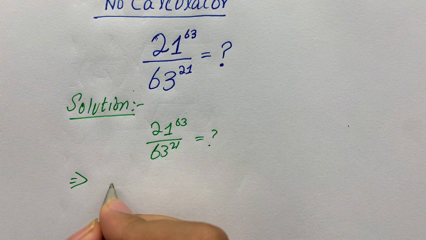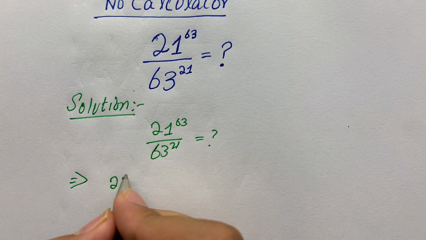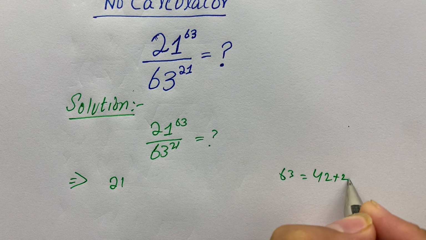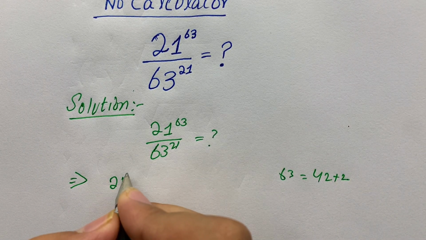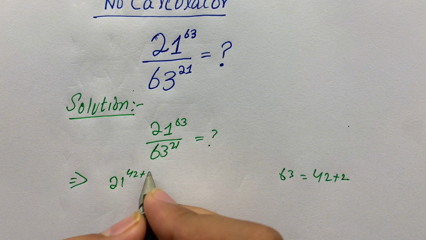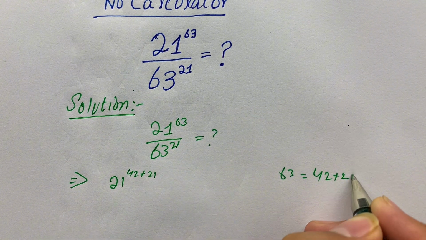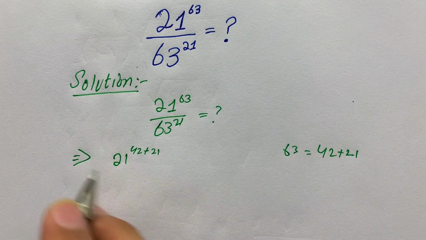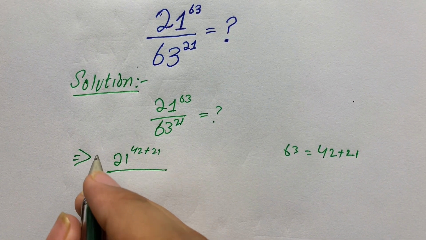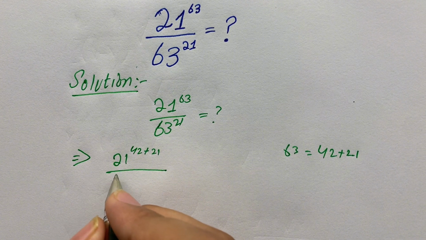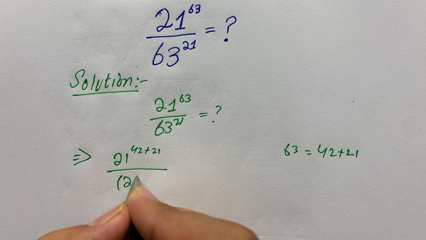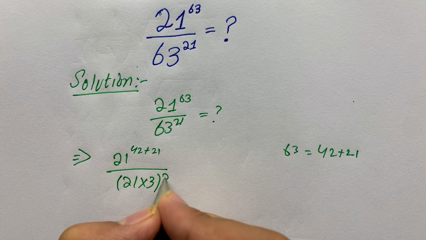Starting our solution, as we know that 63 is equal to 42 plus 21, we write 21^(42+21), divided by 63^21. And 63^21 is (21 multiplied by 3)^21.